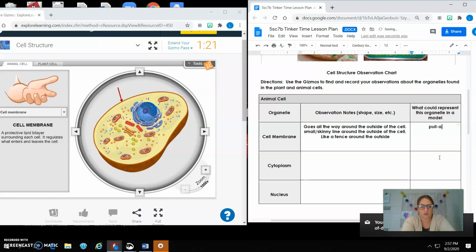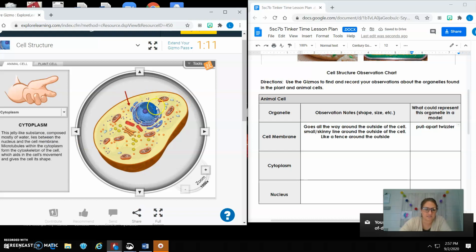Pull apart Twizzler. Okay? Next we're going to look at the cytoplasm. The cytoplasm is pointing to this tan stuff that's all in the middle of the cell. And this definition actually tells me a little bit more about how it looks. It says that it is a jelly-like substance composed mostly of water, and I can see that it fills the cell. So I'm going to start writing.